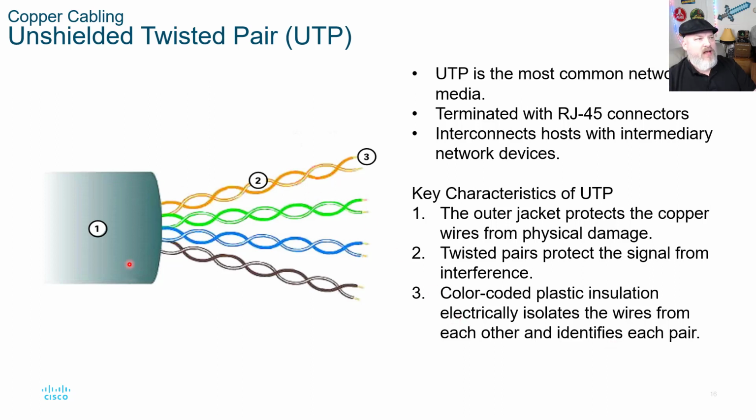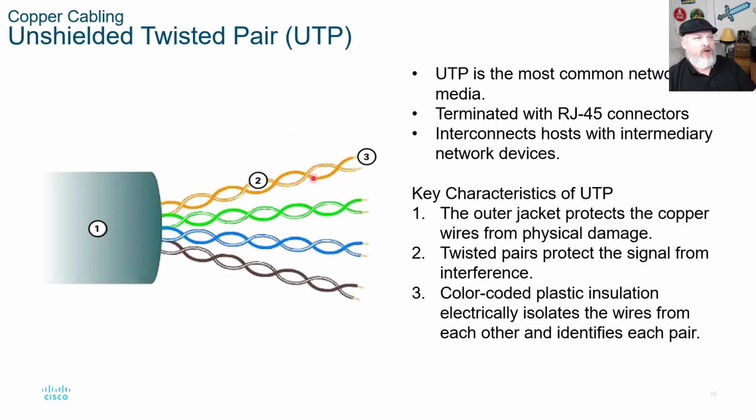So you have this plastic coating here, which protects it from damage, and then each of these wires is color coded. Most of your unshielded twisted pair and shielded twisted pair copper cabling is all going to have the same color pattern. You're going to have orange, green, blue, and brown. Now, it'll be different shades of it.